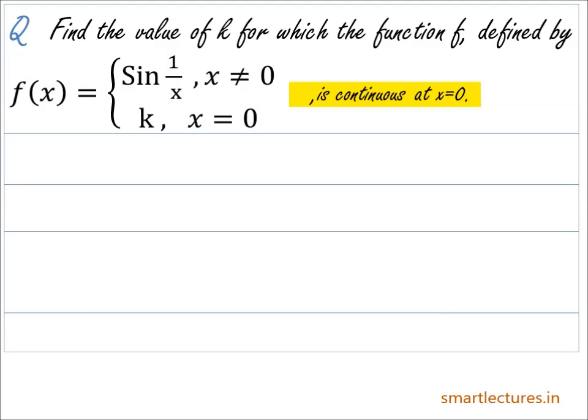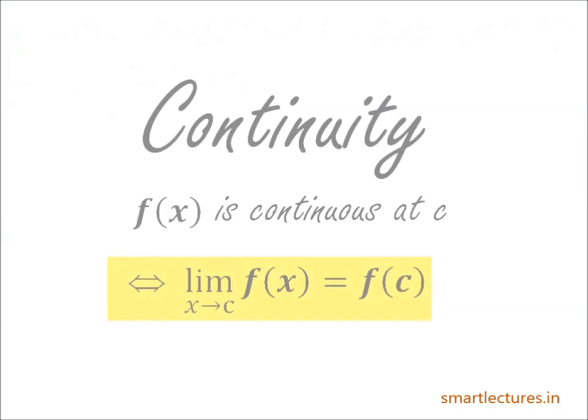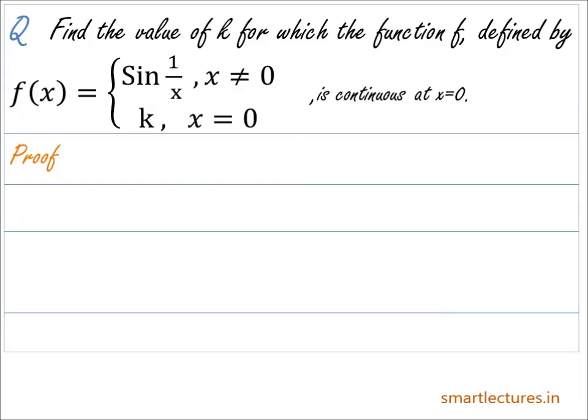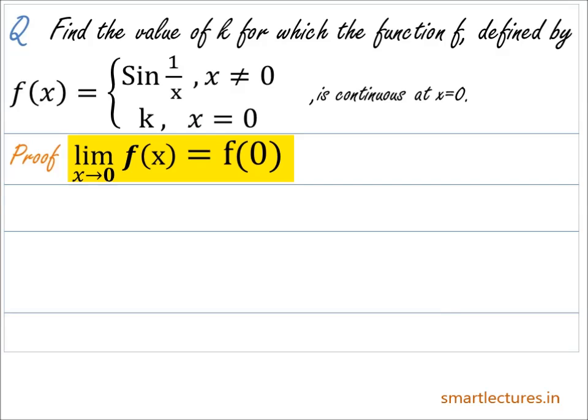Now again, the given function will be continuous at x equal to 0 if and only if the limit of the given function at the point x equal to 0 is equal to the value of the given function at the point x equal to 0, or in other words, if and only if limit x approaches 0, f of x is equal to f of 0. So in this case, let's first calculate its limit.